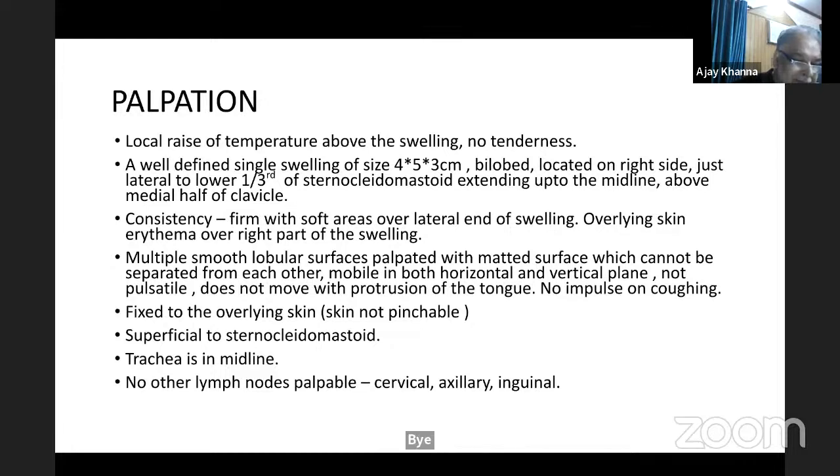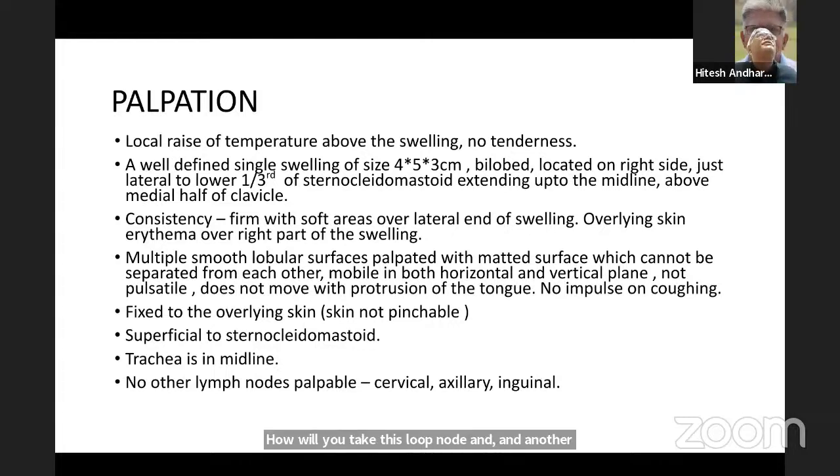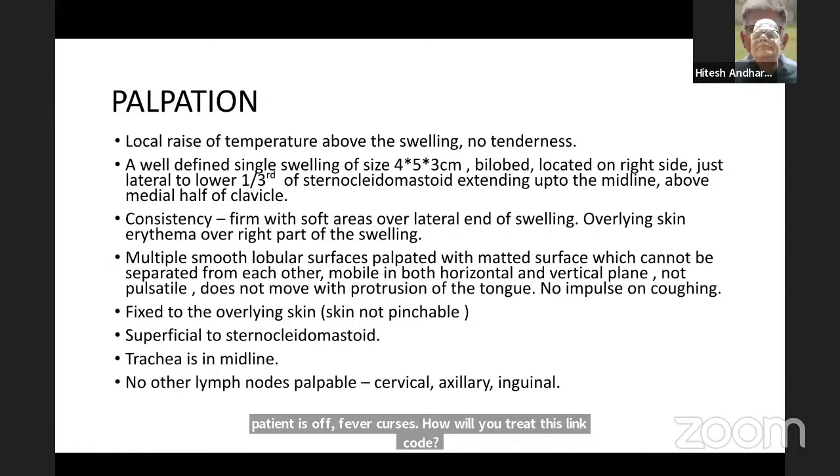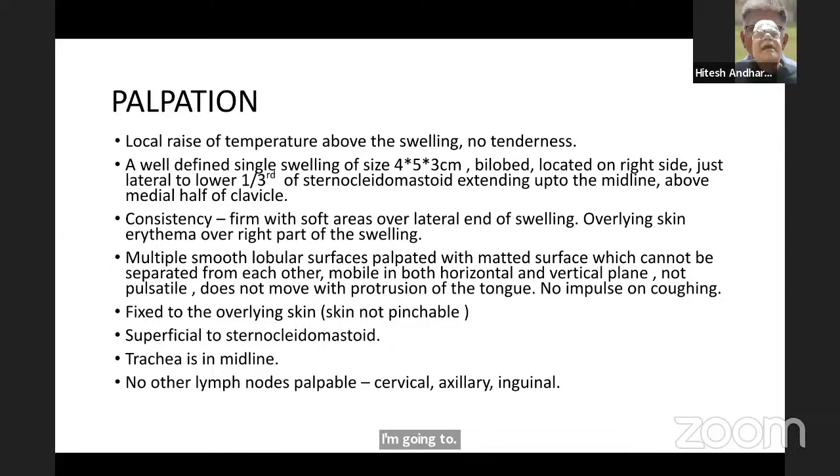Let me specify. Suppose this is a lymph node enlargement of thyroid malignancy. How will you treat this lymph node? And another patient is of tuberculosis. How will you treat this lymph node? Intraoperatively, no, planning. You have to plan. I'll tell you.